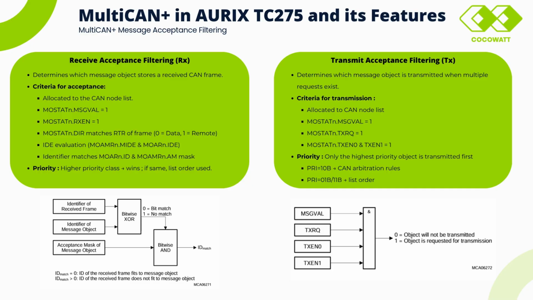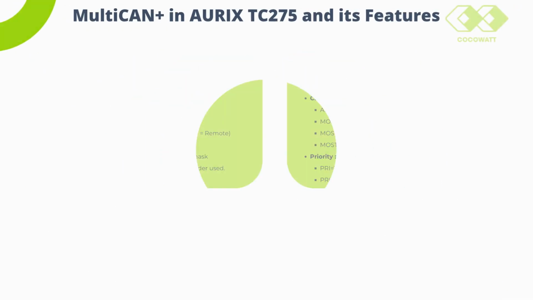Next, let us talk about transmit acceptance filtering, or TX filtering. This determines which message object is sent when multiple requests are present. Similar to RX filtering, the message must be allocated to the CAN node list and have specific statuses like message valid, TX request, TXEN0 and TXEN1. Here, priority plays a crucial role. Only the highest priority object is transmitted first. For equal priorities, CAN arbitration rules or list order come into play. Throughout both filtering processes, the goal is to ensure efficient message handling and prioritization in the MultiCAN Plus system. Understanding these filtering criteria is essential for optimizing communication within the network.